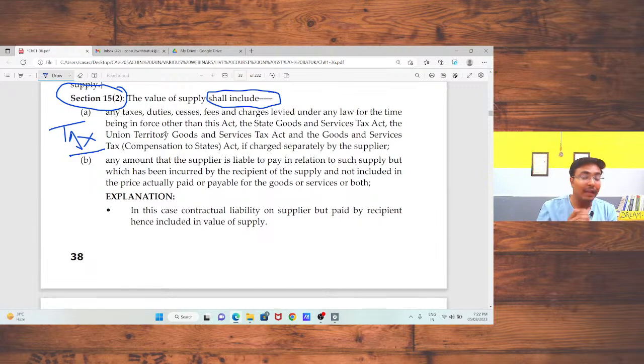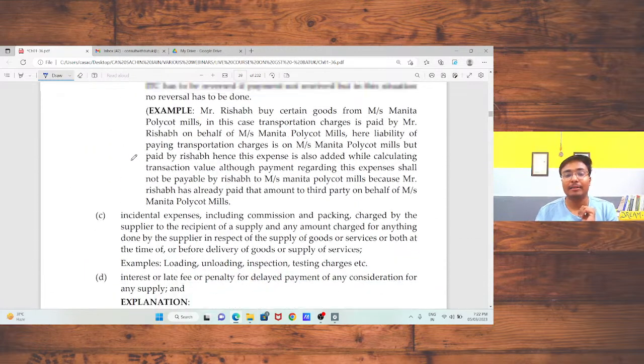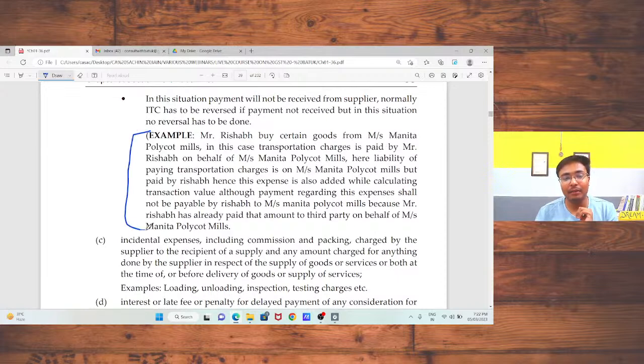Is that okay? And the next part is, if there is any amount which is liable to be paid by the supplier, but the same has been paid by the recipient, in that case, for calculating the value of supply, you first need to add that amount to your value of supply. Okay, most probably this concept is clear. There is one example. Please go through that example. I had taken that example already.